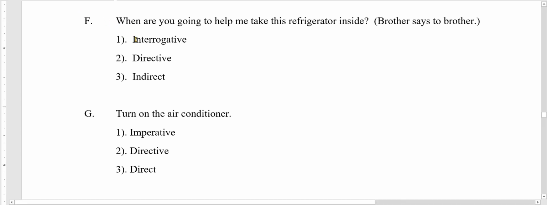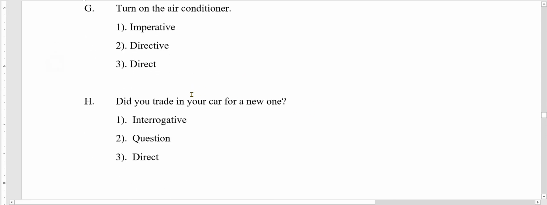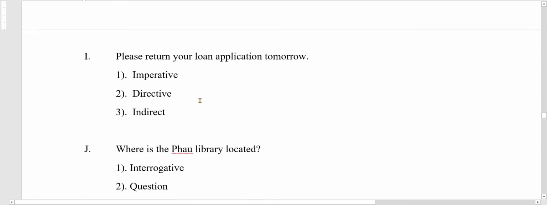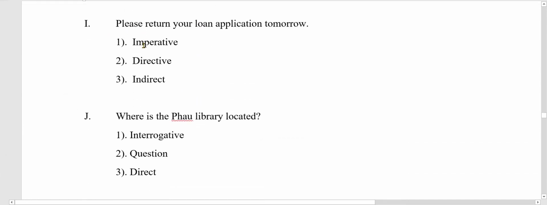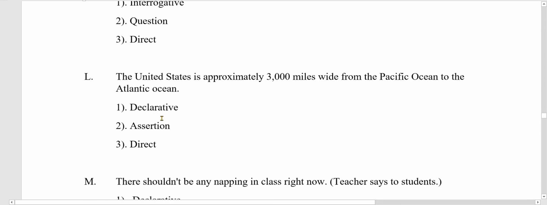In this case, we have interrogative, directive, indirect, right? If you think it is only a question and there's nothing more, then you would say interrogative, question, direct. G, simple, very straightforward. Same thing with H. I, definitely an imperative, directive, indirect. J looks like a legitimate question, interrogative, question, direct. L, it's just making a statement, right? There's nothing beyond that. So declarative, assertion, direct.